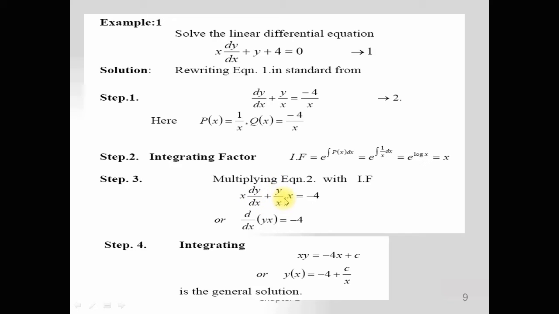Dear students, this is the standard form of the given differential equation. So multiplying the integral factor here, we obtain x dy by dx plus y by x into x minus 4x. x and x cancel. Now, dear students, note that in the left hand side, this expression is a derivative, by the inspection method.